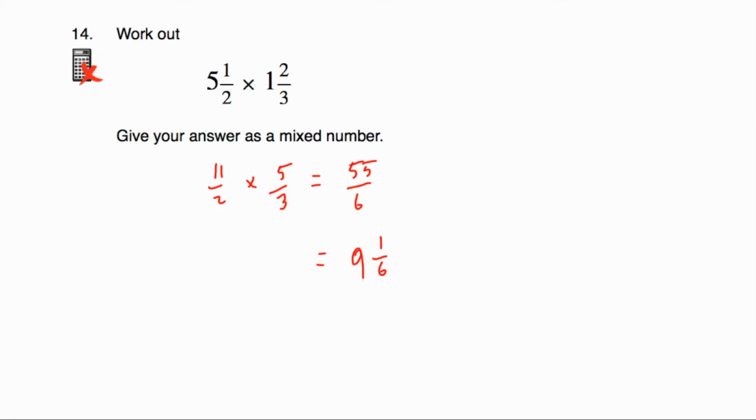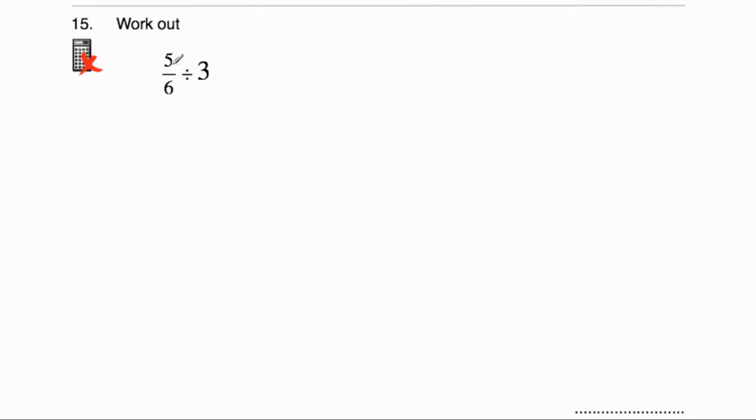So let's have a look at question number 15. Question number 15 says work out 5/6 divided by 3. Now 3 is an integer, so I'm going to write 5/6 divided by 3 over 1. And instead of dividing by 3 over 1, I'm going to do 5/6 multiplied by the reciprocal of 3 over 1, which would be 1/3.